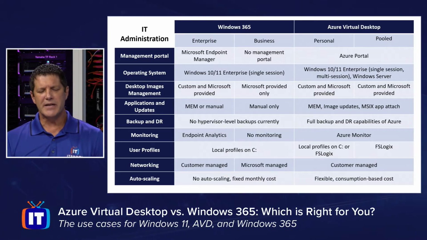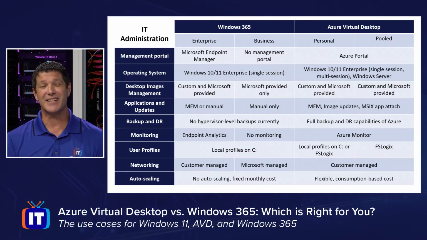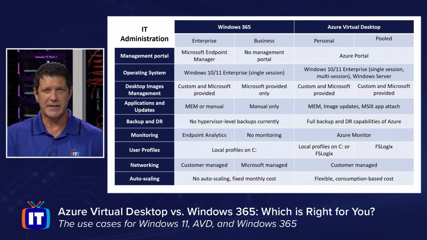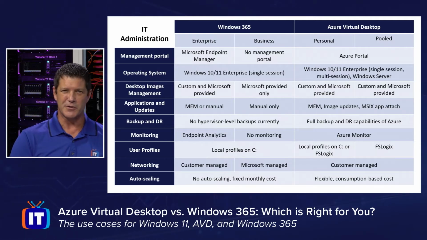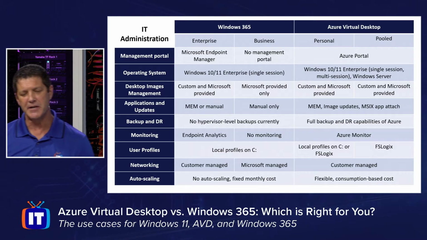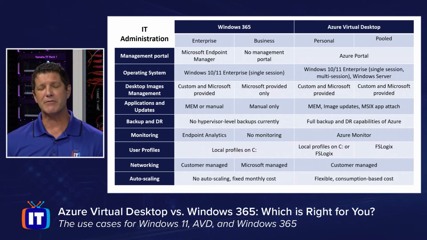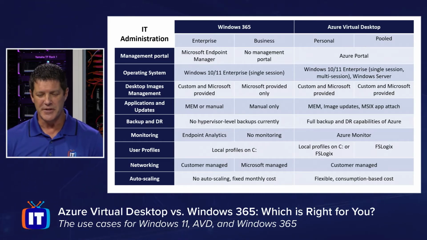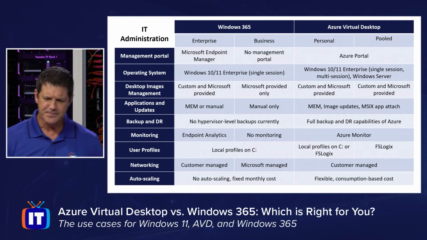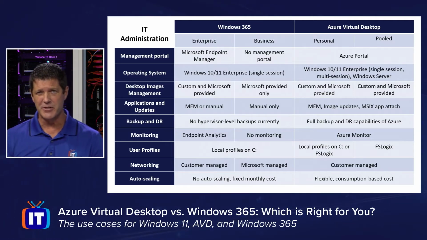Operating system wise, it's Windows 10 or Windows 11 Enterprise, single session. That's really the key here with Windows 365, but it makes sense. We don't need multi-session because we're not sharing these machines, right? There's a single user per machine. Whereas with Azure Virtual Desktop, we have a little more flexibility: Windows 10, Windows 11 Enterprise, both single and multi-session, as well as Windows Server. We can deploy Windows Server as a virtual desktop as well. And Adam, don't let me hog it. Whenever you want to jump in, feel free.